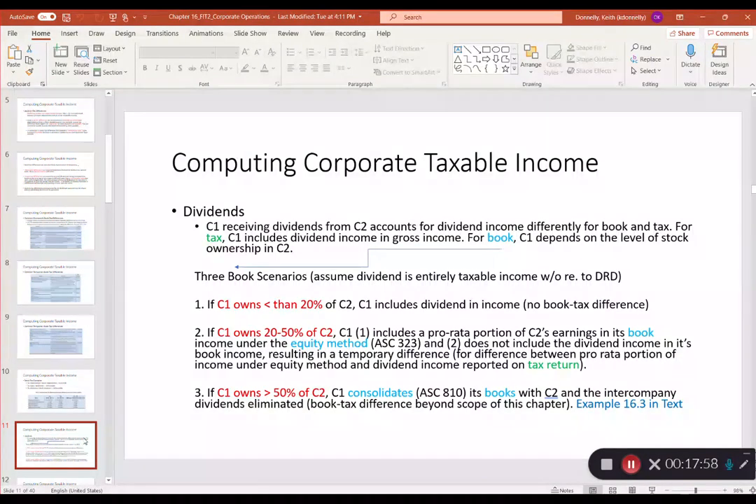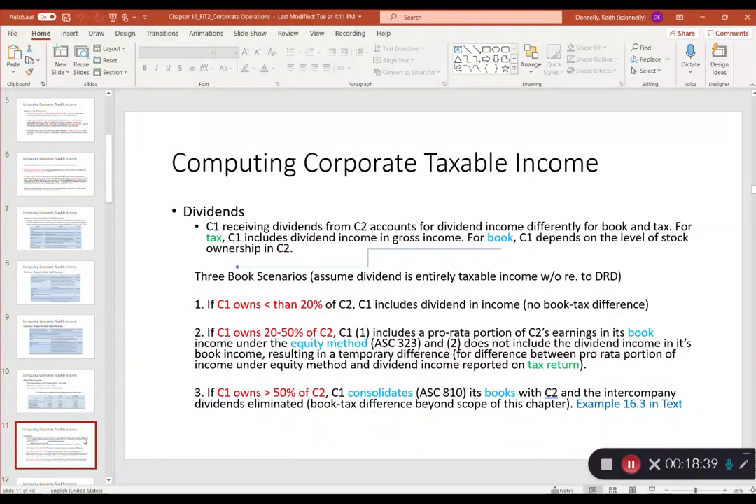The next item here are dividends. So basically when a corporation receives dividends from another corporation, there's different ways we have to account for this on the books and records versus the tax return. Let's start with the tax return. This is simple. If you receive a dividend, it's taxable when you receive it. That's the rule. It's part of your income then. If you, on your books, receive a dividend, you have to look at your ownership percentage of that corporation to determine how and whether you're going to include that income in your income.